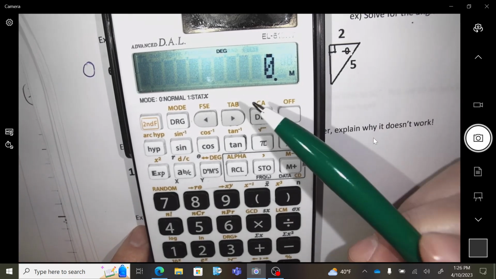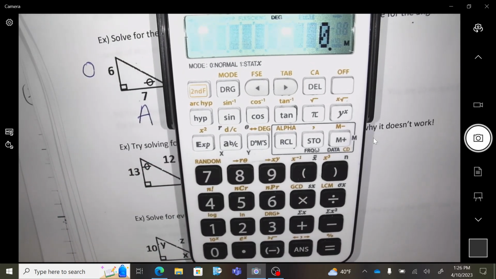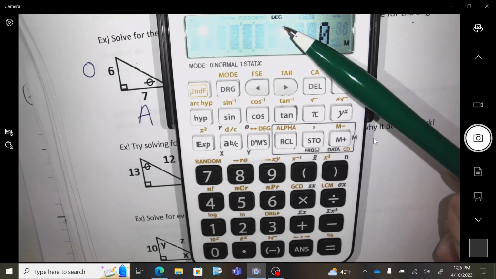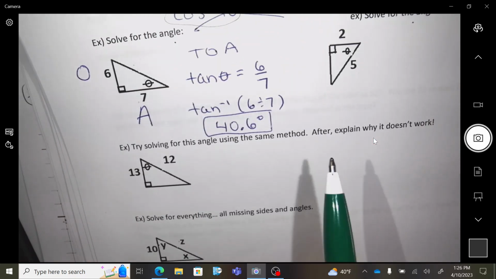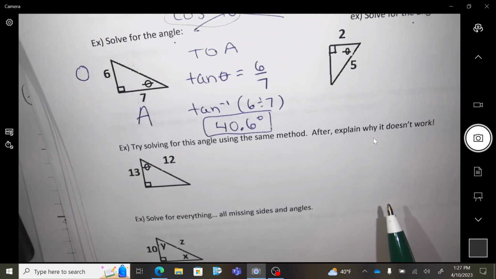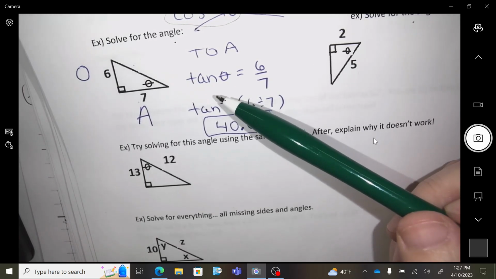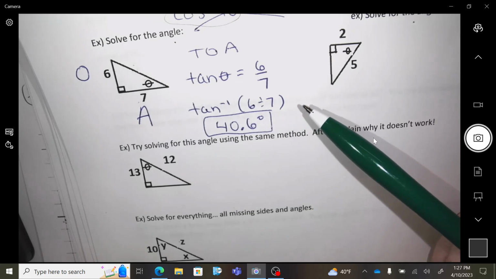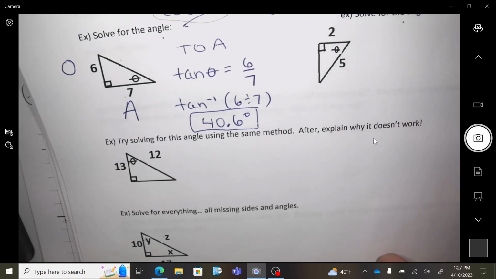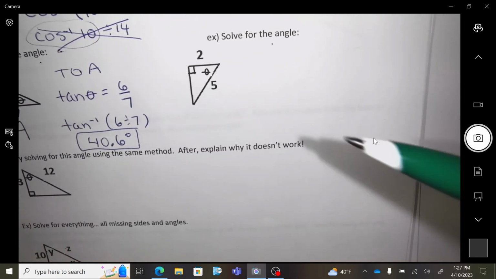What do I have to press? I don't know. I have a mode button there. D or G? Does it say D or a G? G. D E G at the top. Yep. How did you get out of that? Were you in degrees on the other ones? No, me and Wes did this last week, but I forgot how we did it. So somehow your calculator switched on you. Yeah. Okay.